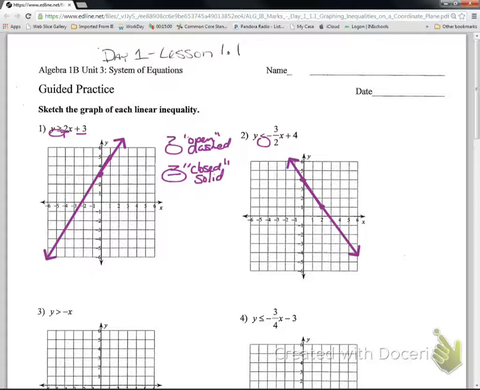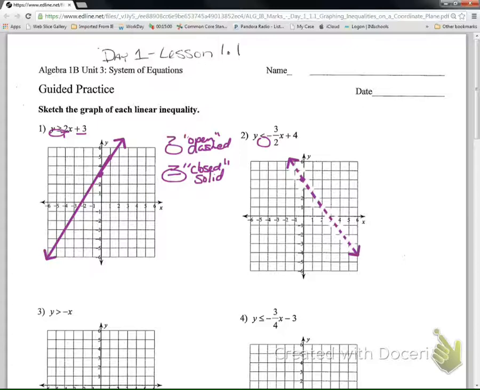When you have your ruler, you can either make it dash as you're drawing your line, if you notice it ahead of time, or what I like to do is after I draw my solid line, I go back with my eraser and just make little eraser marks to turn it into a dashed line. So that's the difference between the equal to or the not equal to.